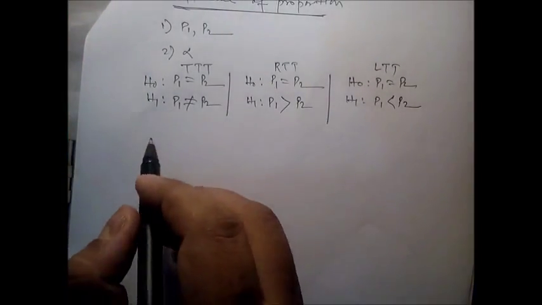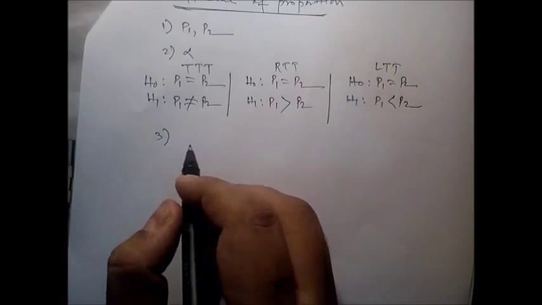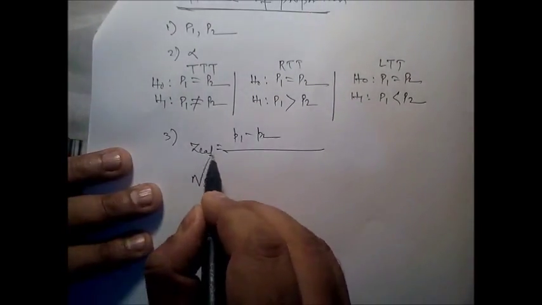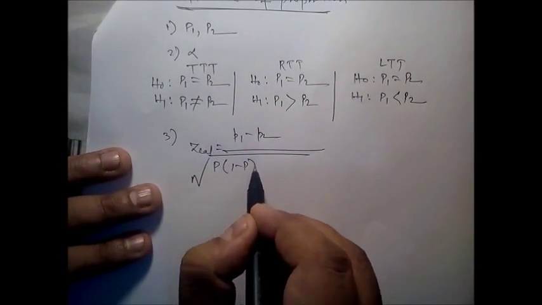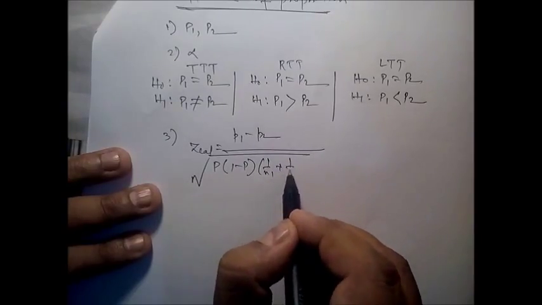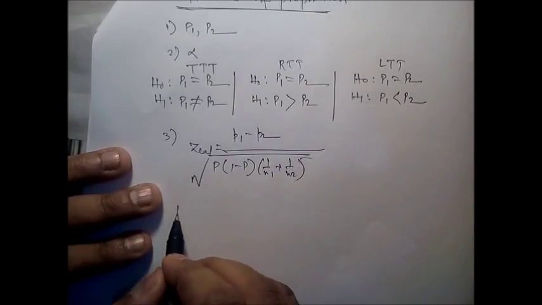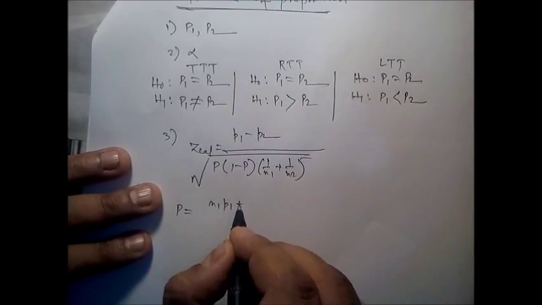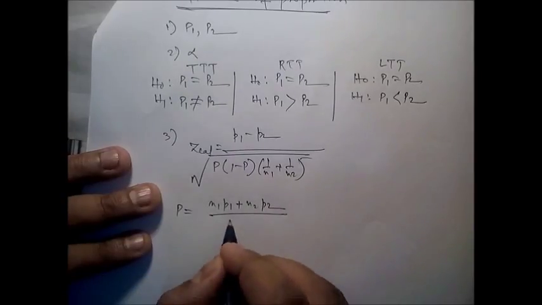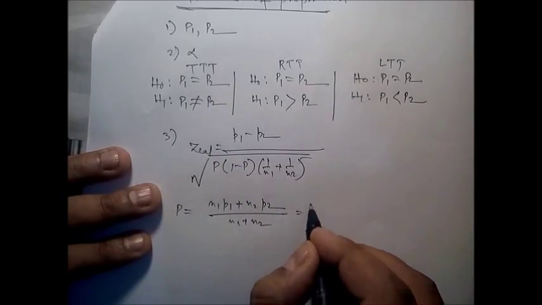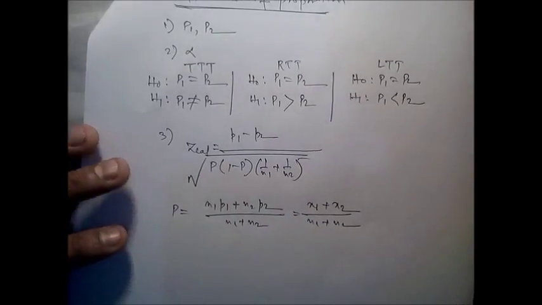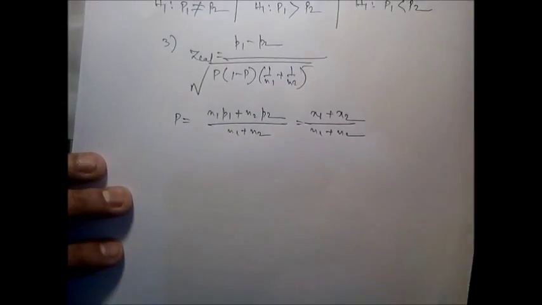Okay, next, Z under H0, the Z statistic is P1 minus P2 divided by the square root of P times (1 minus P) times (1 by N1 plus 1 by N2), and P is the pooled estimate of the population. So here we write (N1 P1 plus N2 P2) by (N1 plus N2), that is nothing but (x1 plus x2) by (N1 plus N2).